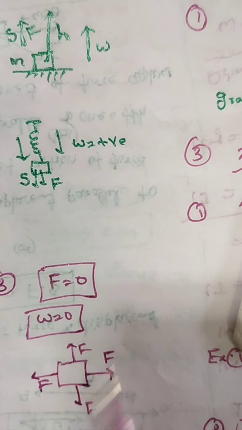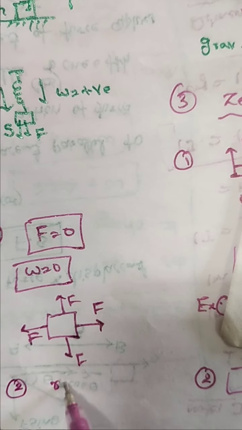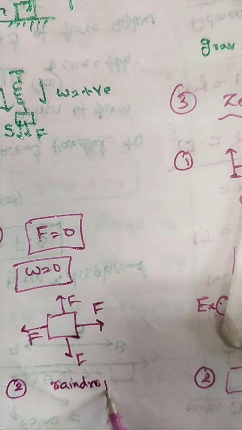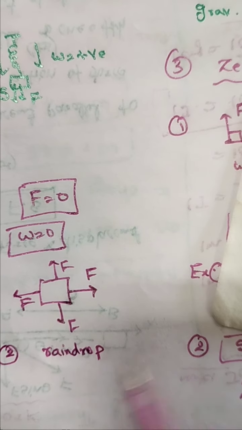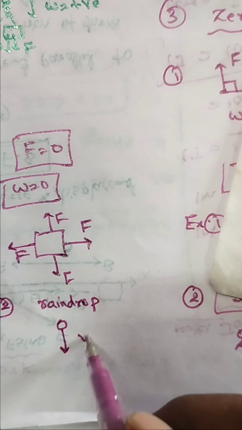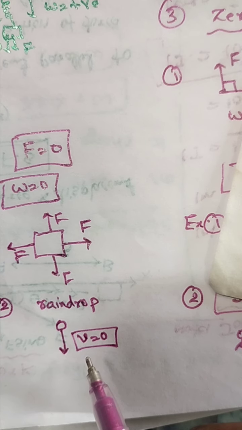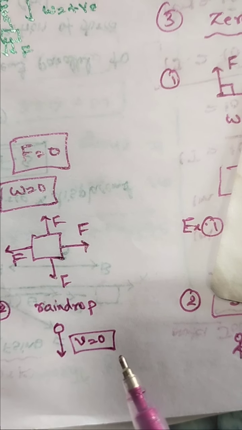Second example, all forces acting on a raindrop. The raindrop is falling down with terminal velocity, so the net force is 0 and the work done is 0. So this is the nature of the work.